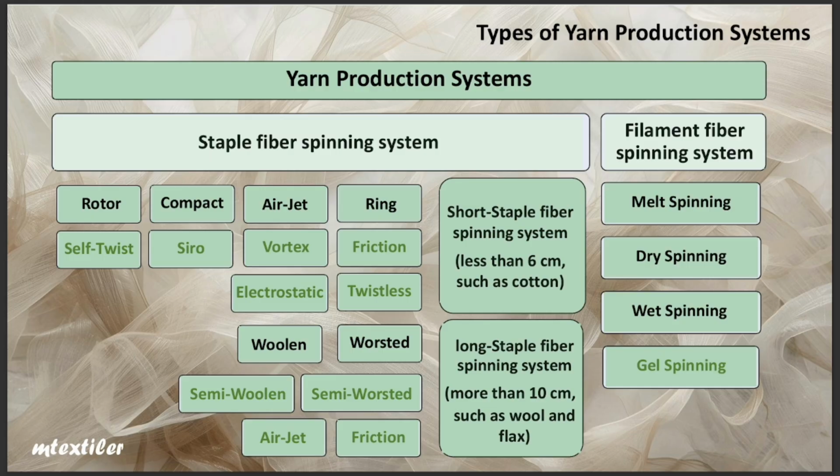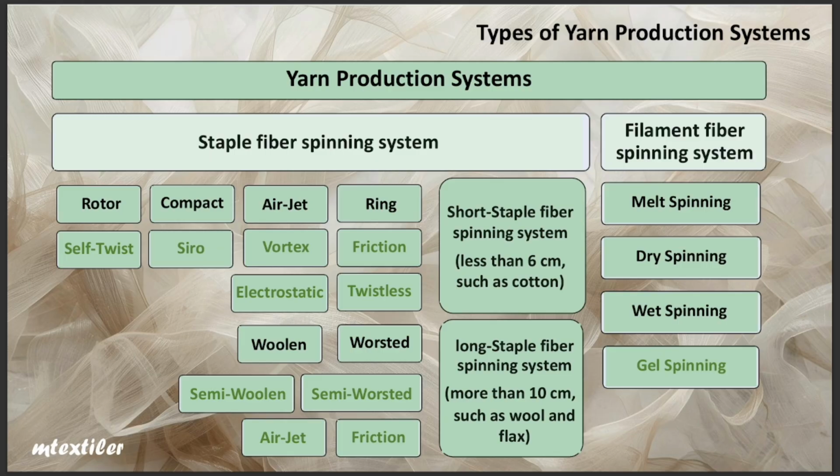For the short staple fiber spinning system, the common techniques include ring spinning, compact spinning, air jet spinning, rotor spinning, and more. For the long staple fiber spinning system, the common techniques include worsted spinning, woolen spinning, and others. The systems written in black font will be examined in detail. The rest are included merely to provide a broader perspective, as they are used for specific applications.